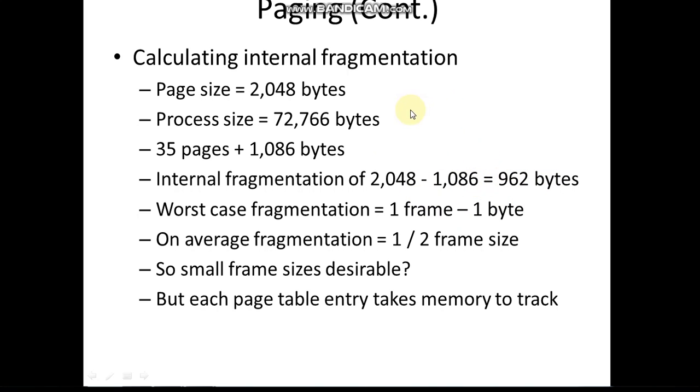So there is a small hole created in the last page that we call internal fragmentation. For this example, the internal fragmentation is 962 bytes. In the worst case, it may take only 1 byte from the last page, so it will be one entire frame minus 1 byte. On average, the fragmentation can be half of a frame size. So smaller frame sizes are desirable to avoid internal fragmentation.